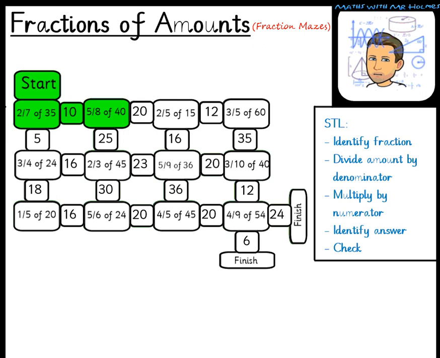5/8 of 40. 5/8 is our fraction, and we've got the whole amount is 40, and we want to divide this amount by our denominator, which is 8. Split it into 8 equal pieces, which gives us 5. Let's check that. 5 times 8 is 40. Yep. And then we multiply this amount by the numerator. So 5 times 5. That gives us 25.